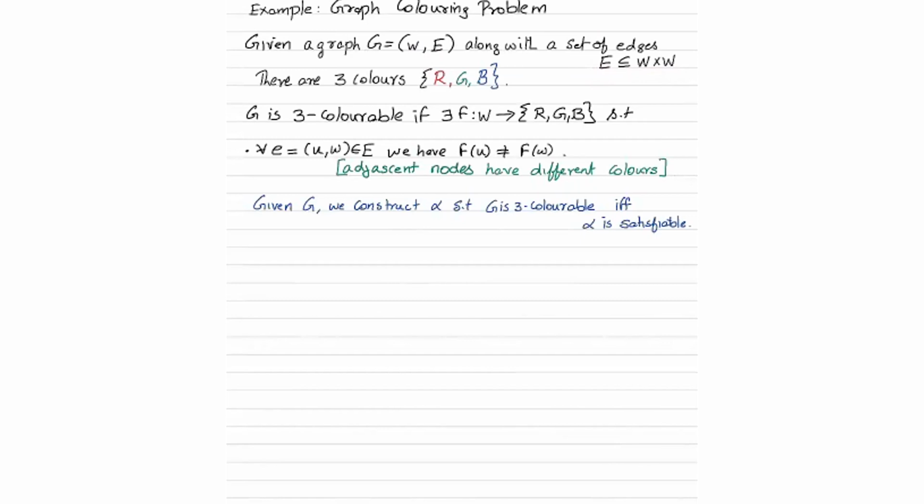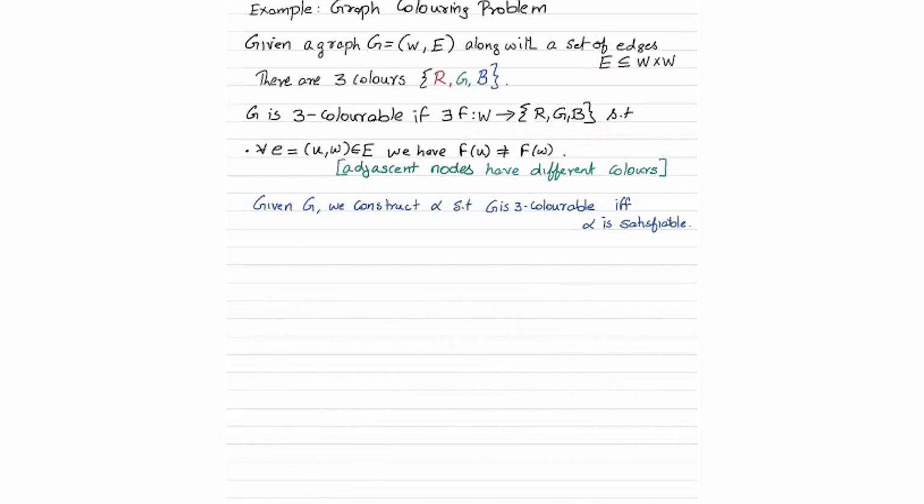And what we are going to look at is the question of three colorability of a graph. So you have three colors, let's say red, green, and blue. We say that a graph is three colorable if there is some function going from the set of vertices to this set of colors, red, green, and blue, such that it satisfies the following constraint. The constraint is for every edge, and an edge is a pair of vertices. If there are two vertices which are connected by an edge, then they have different colors. That's the only constraint.